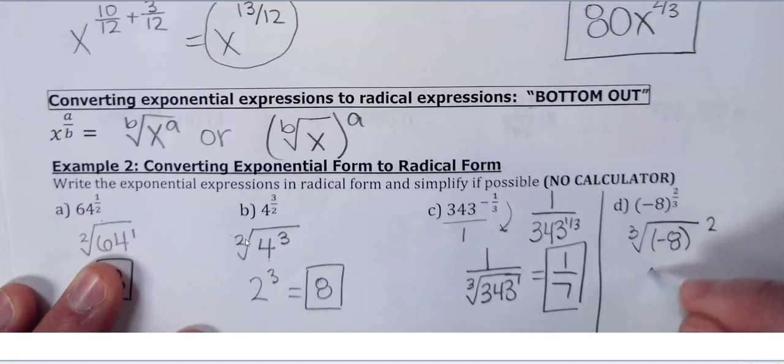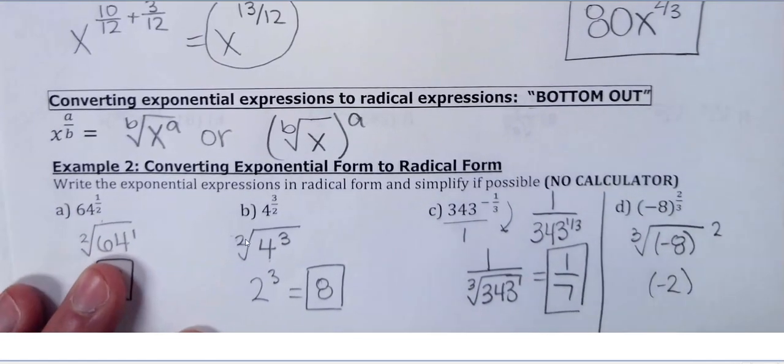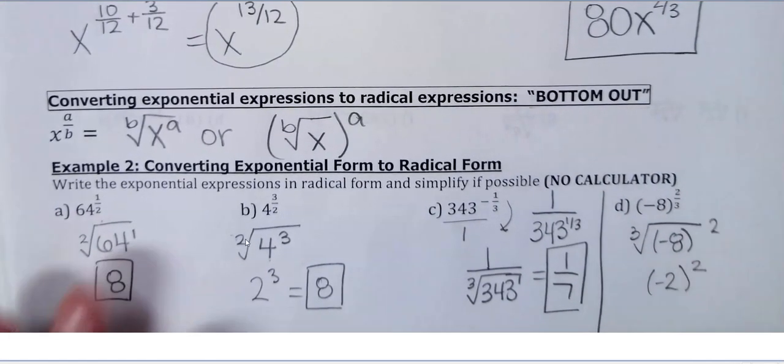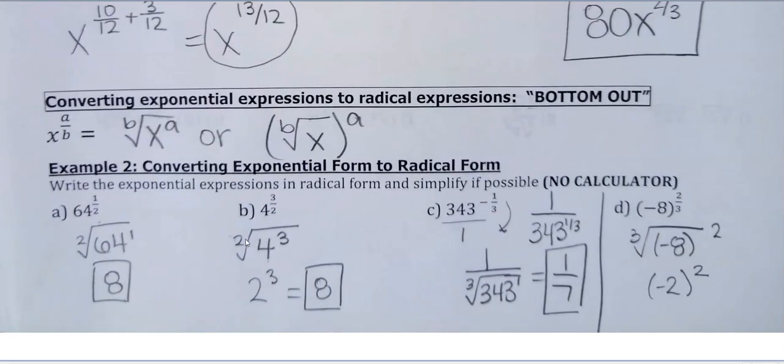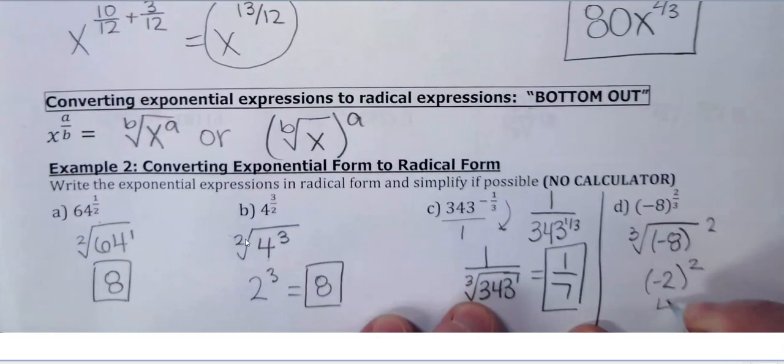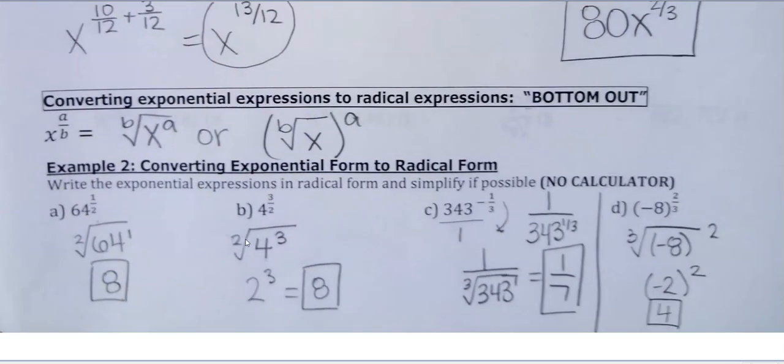-2. Okay, now this is super tricky here, but you got to be careful. All right, then I'm going to square that. What do I get if I square -2? Good. This becomes positive 4. -2 times -2 is going to become positive 4.